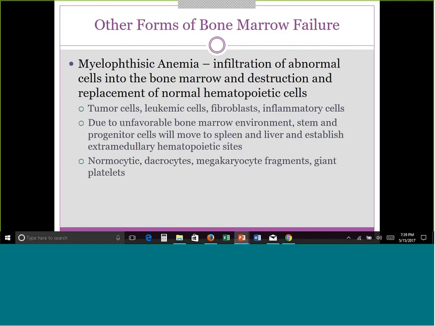Myelophthisic anemia is where you have abnormal cells coming into the bone marrow, destroying and replacing your normal cells that were there. A lot of times we might see this with different tumor cells or leukemia cells. So they're coming in, getting rid of the normal cells that once were there. So that is myelophthisic anemia.